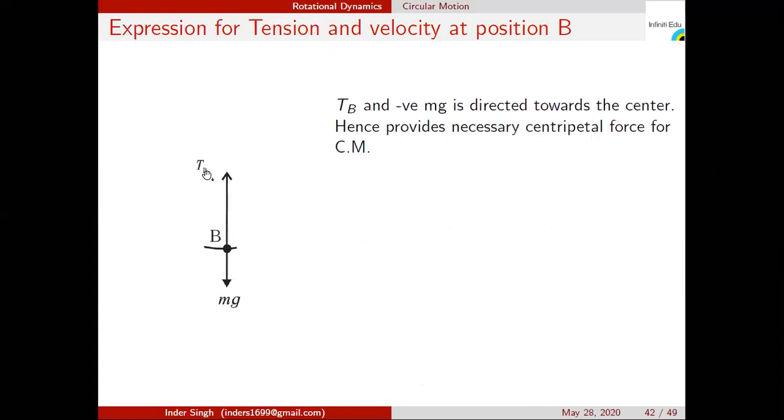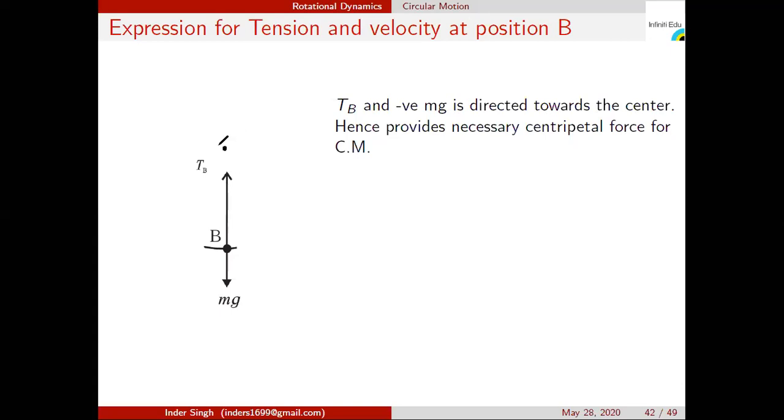So what we have from the diagram is TB and negative of mg. Negative of mg, why? Because mg has to be directed towards the center, but mg is not towards the center, so we will be using the concept of negative vector. So TB and minus mg is directed towards the center, hence provides necessary centripetal force for circular motion, because they are directing towards the center.